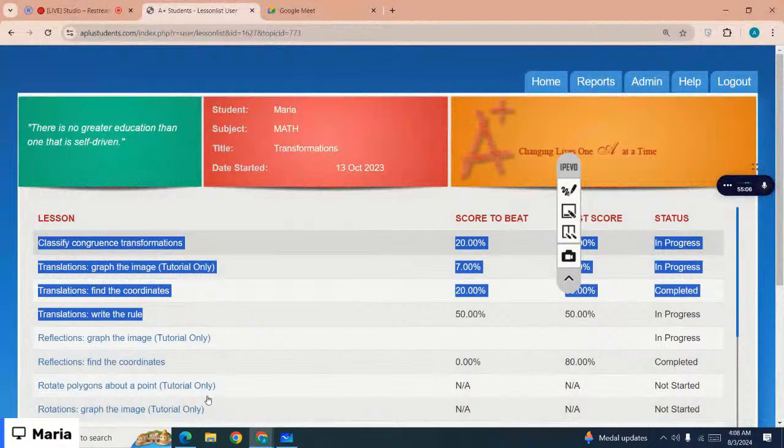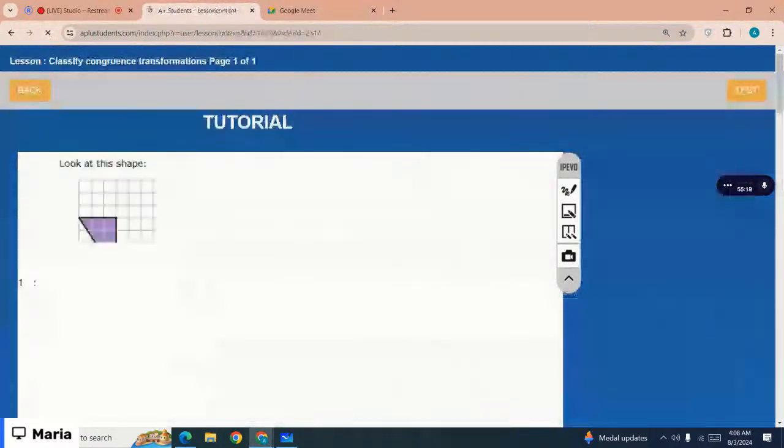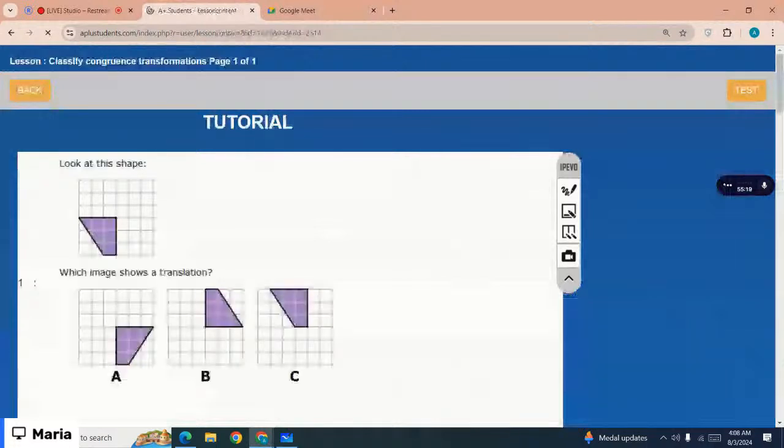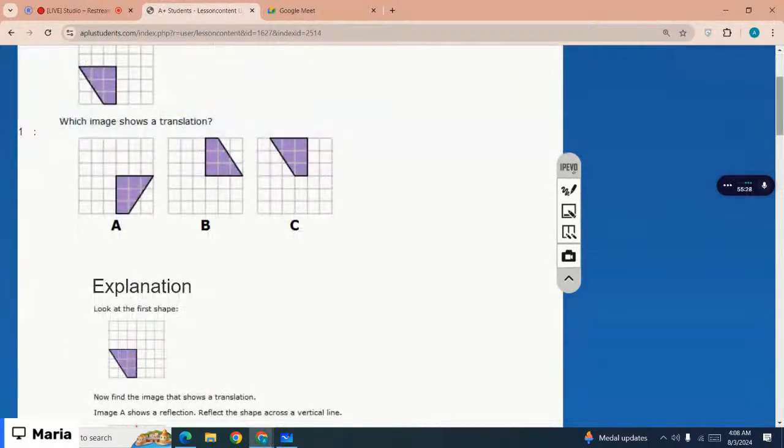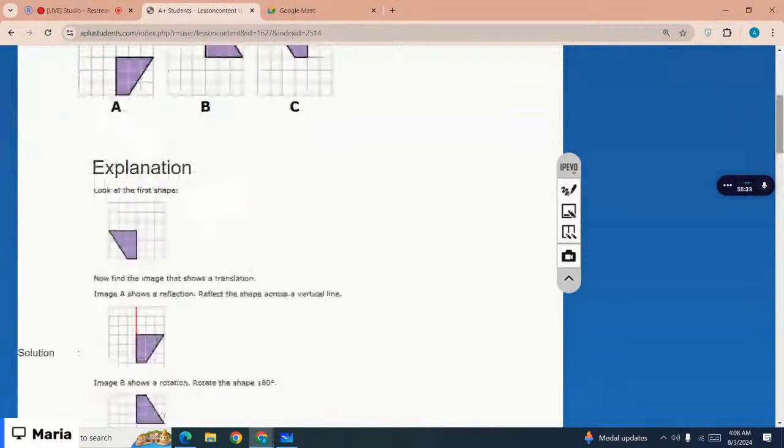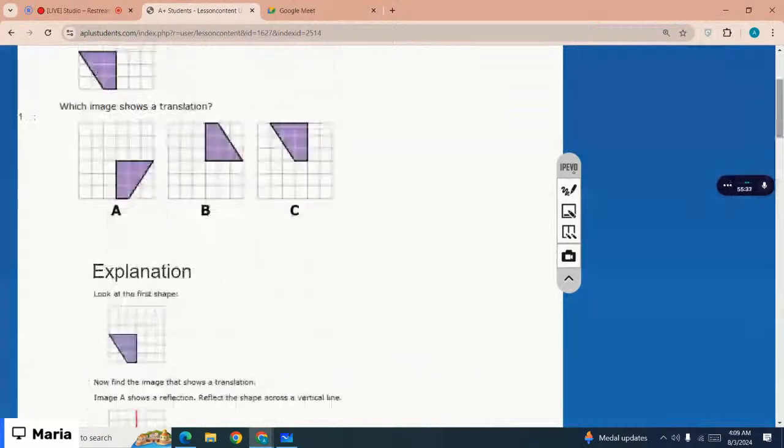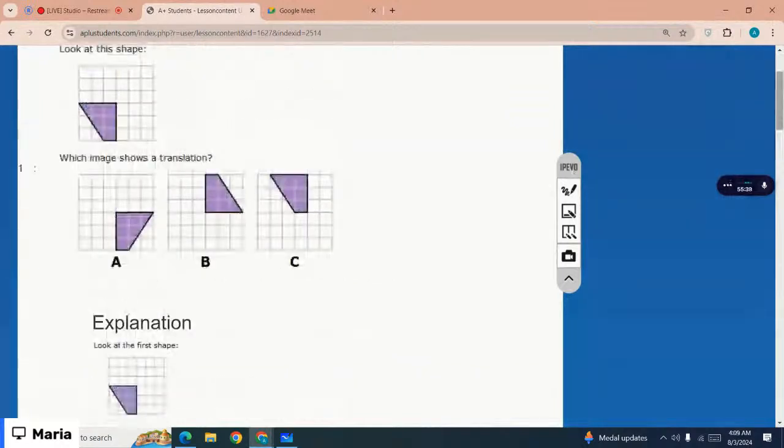So here I'm on grade 10 math. The chapter we are on right now is classifying congruence transformations. Let's just start with the first lesson. This shape, which image shows a translation? So you are given this one, right? You have to see A, B, C, which one is the translation. So first of all, you need to understand what a translation is. Translation means the whole image is moved to a new place.